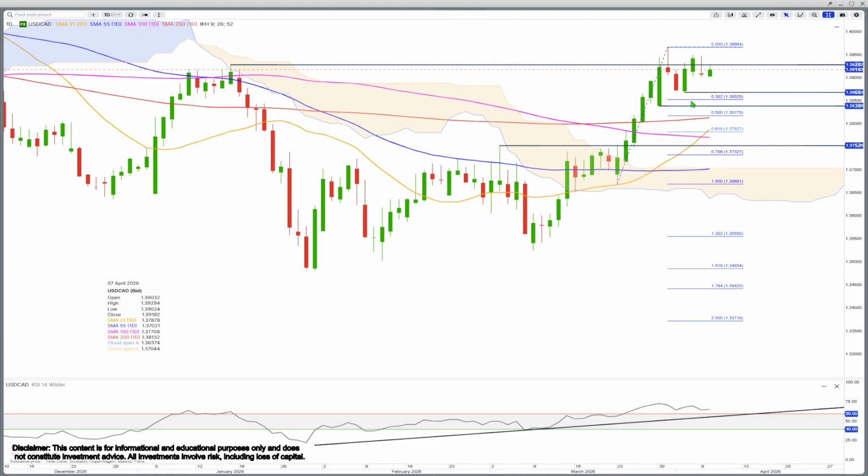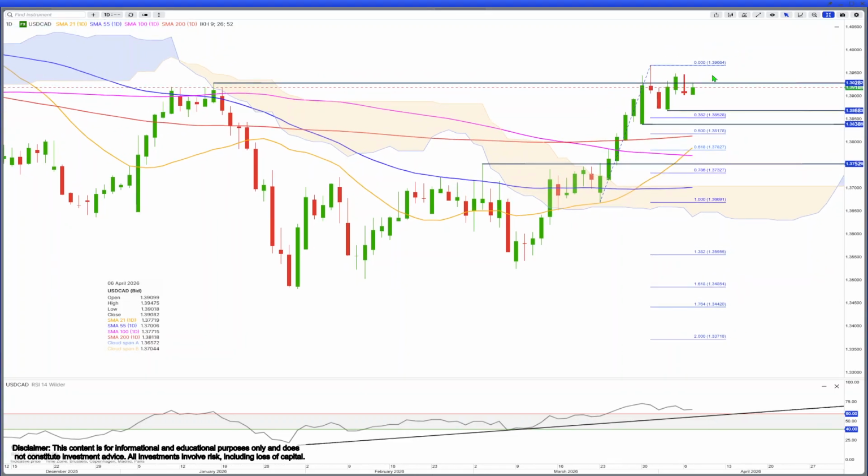Same picture here on dollar Canada. After a strong move, it is pausing a little bit, trading sideways around 139.50, 139. Breakout to the downside? Well, if it takes out 138.65, there's a little bit of support here at 138.38, but we could see it dipping lower to the 138 area.